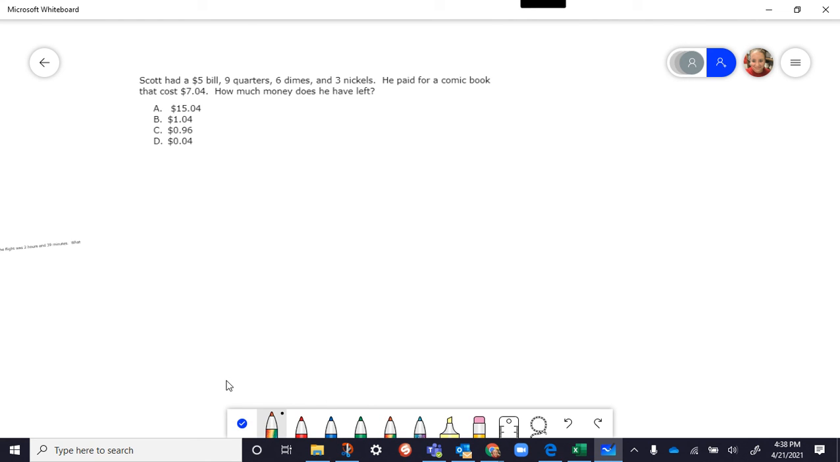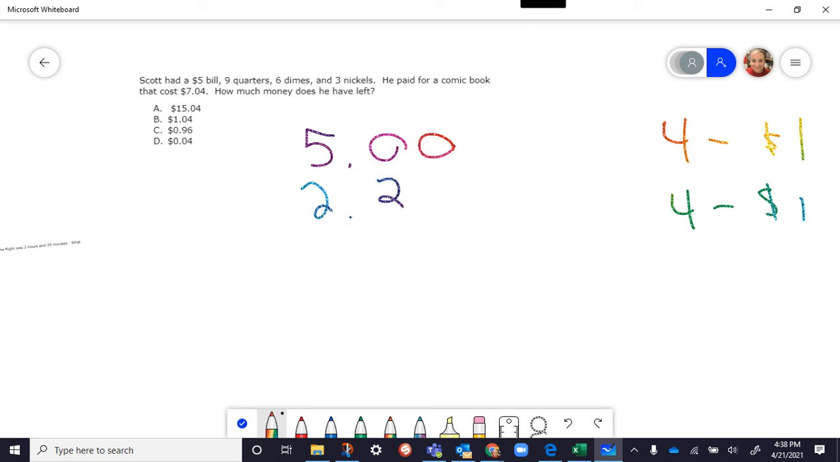All right, Scott had a $5 bill, so I'm already seeing that there's going to be some coins. So I'm going to put my $5 as a decimal. 9 quarters. I know that it takes 4 quarters to make $1. So if he has 9, I can make another 4 and make another dollar. And then I need 1 more quarter. So that's going to be $2.25. Okay, so I'm going to check this off. I'm going to check that off.